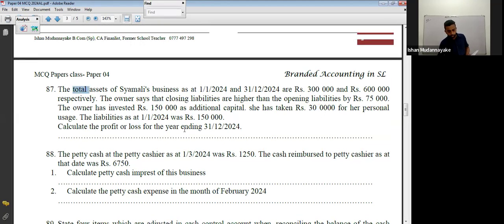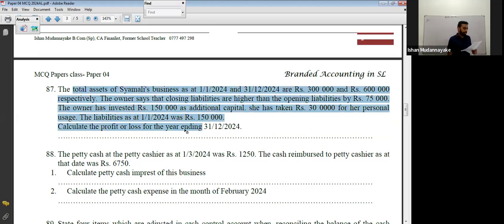Right, look at the question. The total assets of Shamani's business as at 1st January 2024 were 300,000. And as of 31st December 2024, total assets were 600,000.